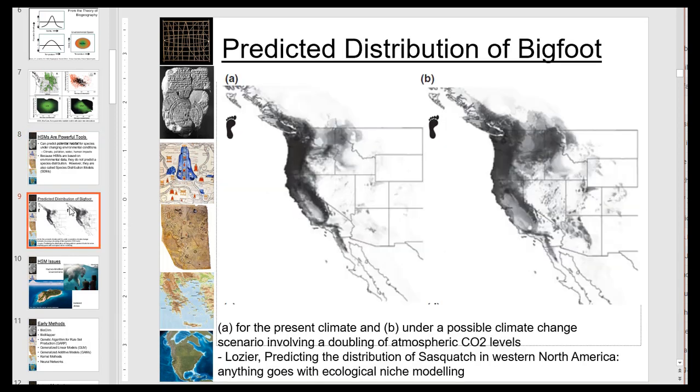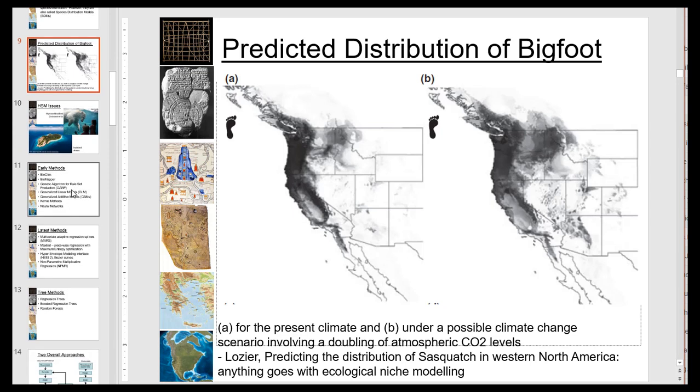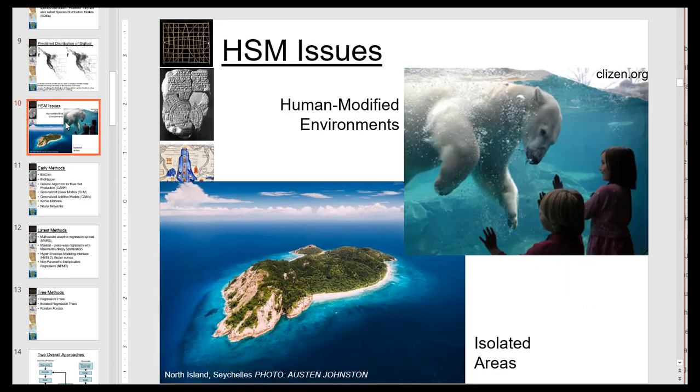That's important to remember. A fun paper on this was one on the distribution of Bigfoot. I recommend checking it out. It actually is a serious paper looking at the distribution of Bigfoot based on occurrence data, and also looks at brown bear occurrences and compares the two. You can draw your own conclusions from that. There are some real issues with HSMs. Human-modified environments like polar bears in Denver mess up the models, as do isolated areas where species may just not have reached there yet.